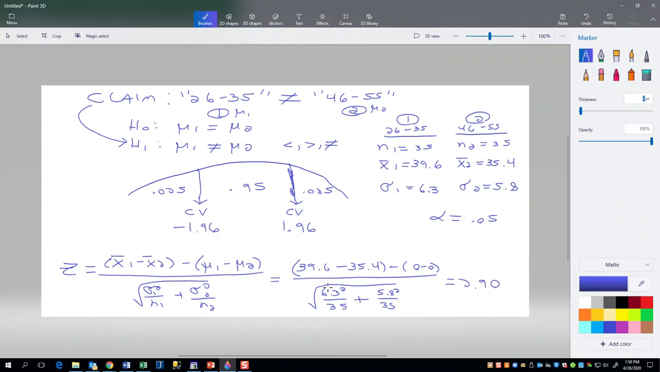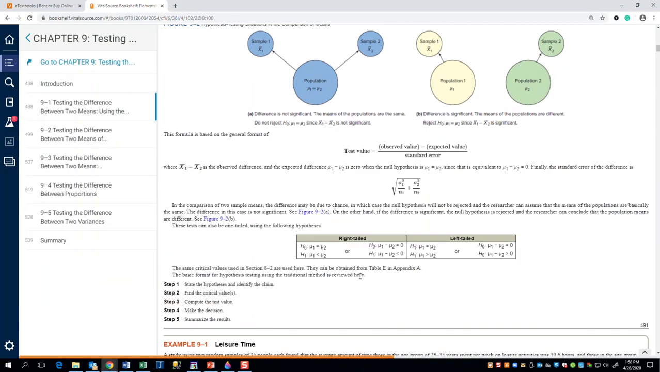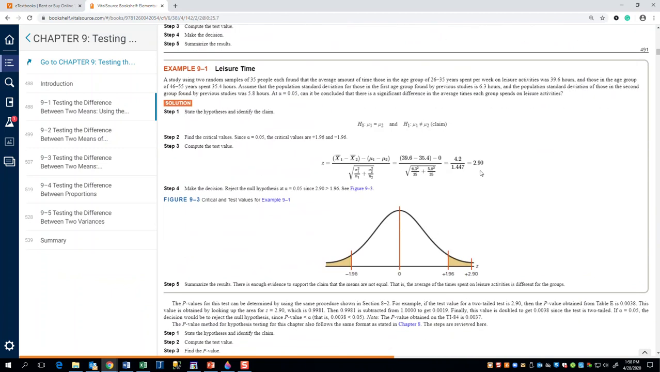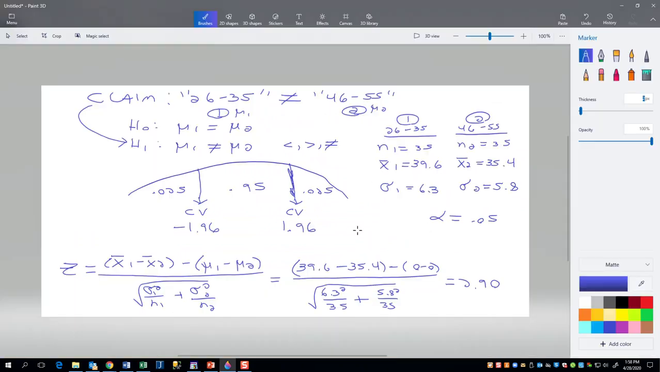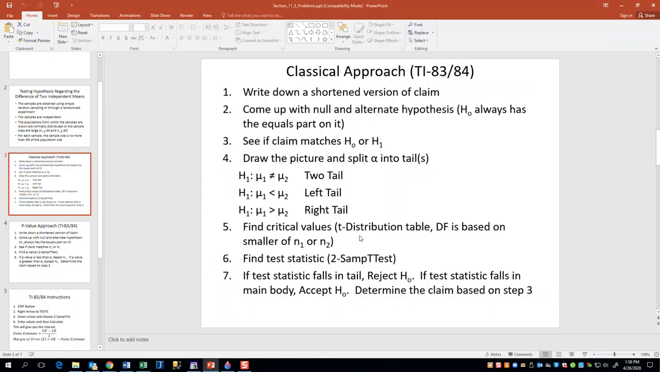Okay, now before I go on, let me double check that against the problem. See how far off I am. 2.90, negative 1.96, positive 1.96. Okay, perfect. Now that was my test statistic I just found.